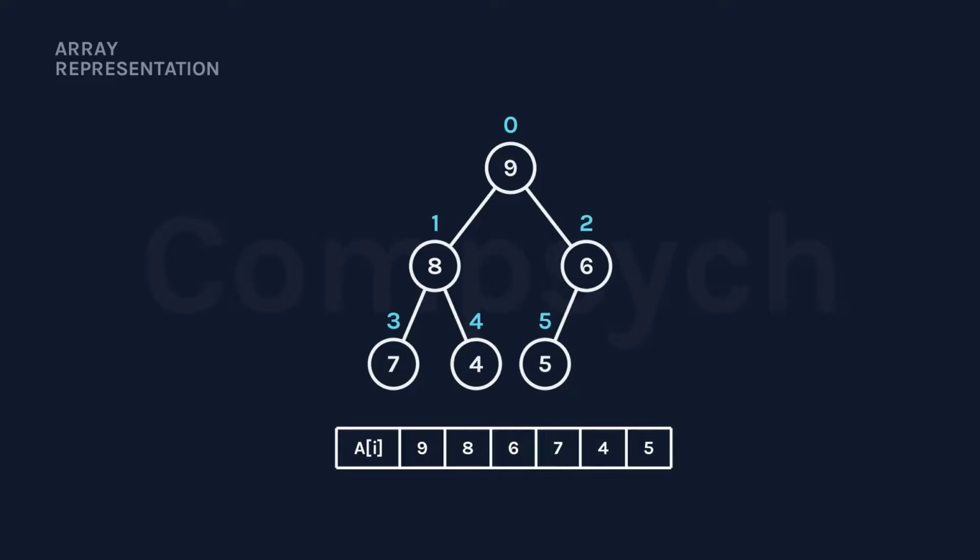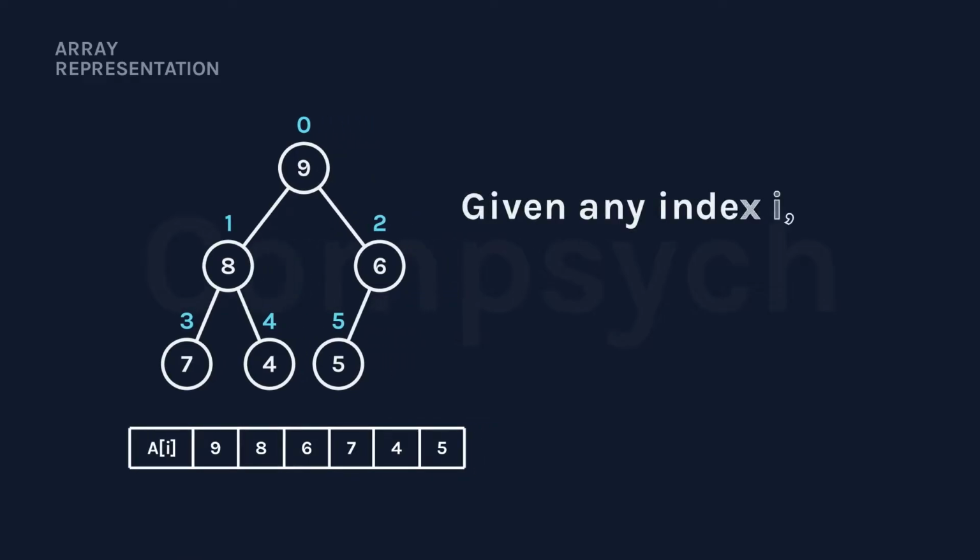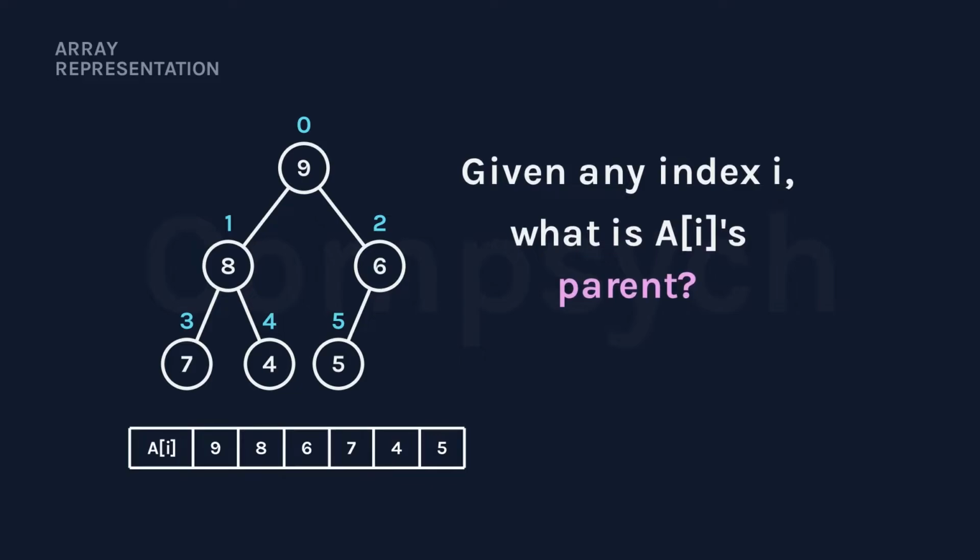With the help of the tree, we can see that the parent of 7 is 8. The parent of 8 is 9, and so on. Now, did you find any pattern between the indexes? Or let me ask you 3 questions. My first question is, given any index i, what is A[i]'s parent? We do not have to draw the heap to figure that out.